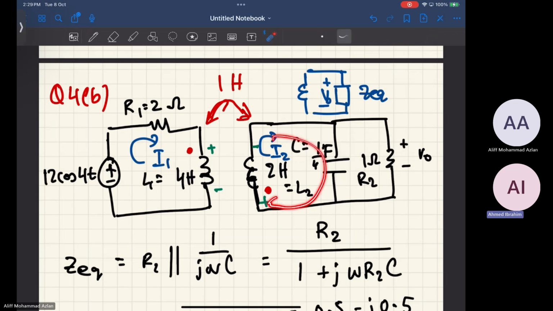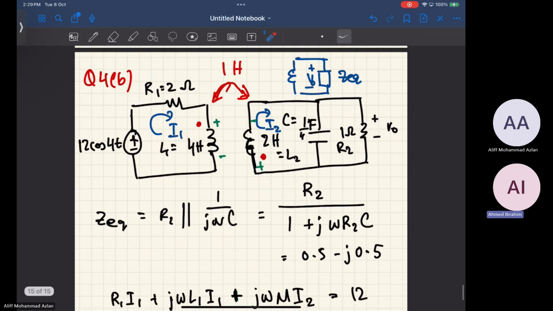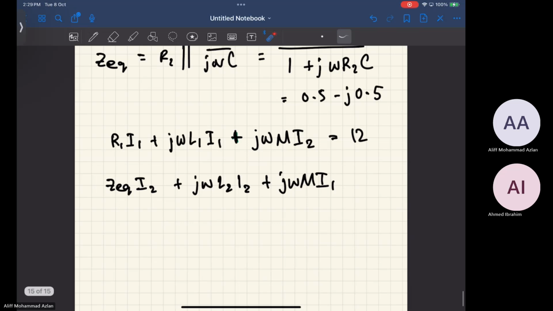And that current is entering through the positive terminal. That's why we have a plus. If we had a conflict, for example, the current entering the negative terminal, that's when we would have a minus. And that is equal to 0.